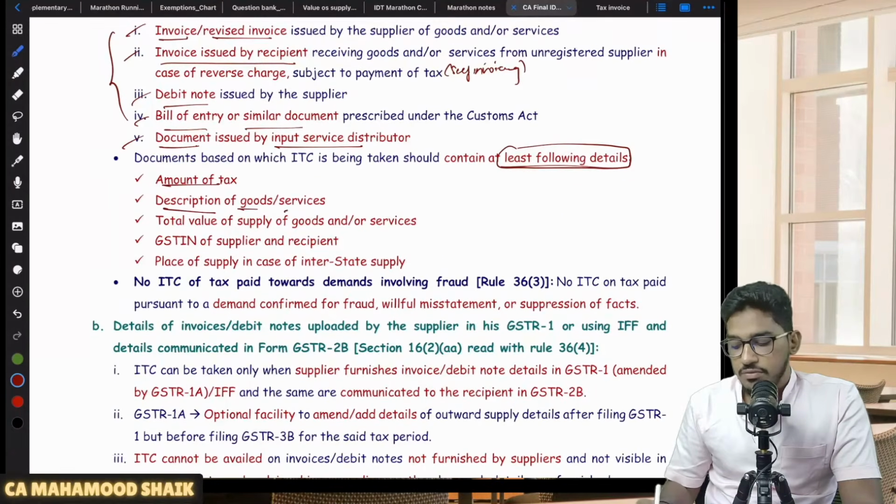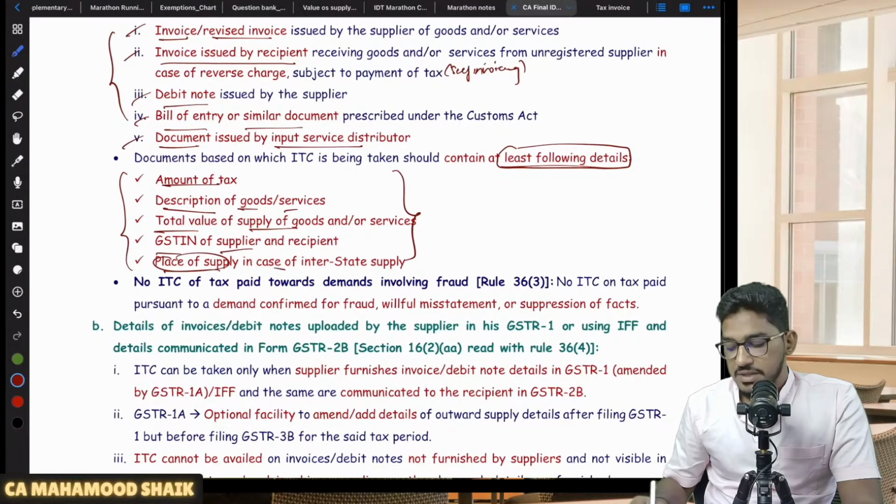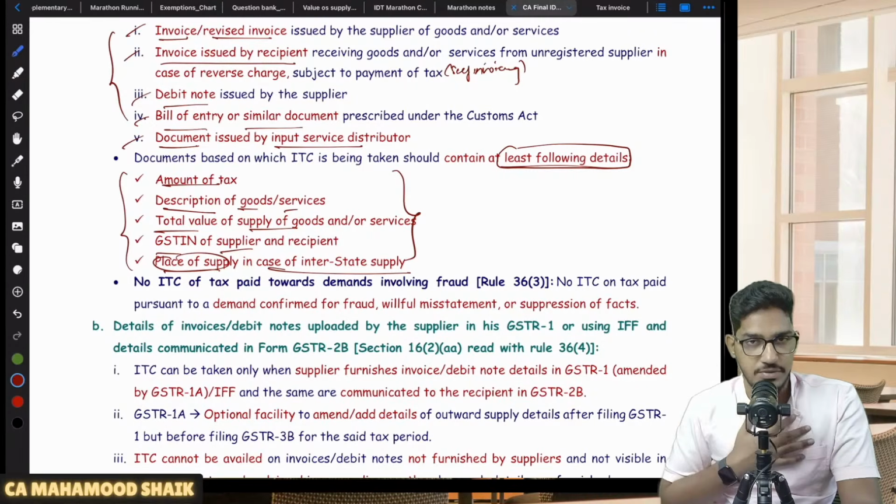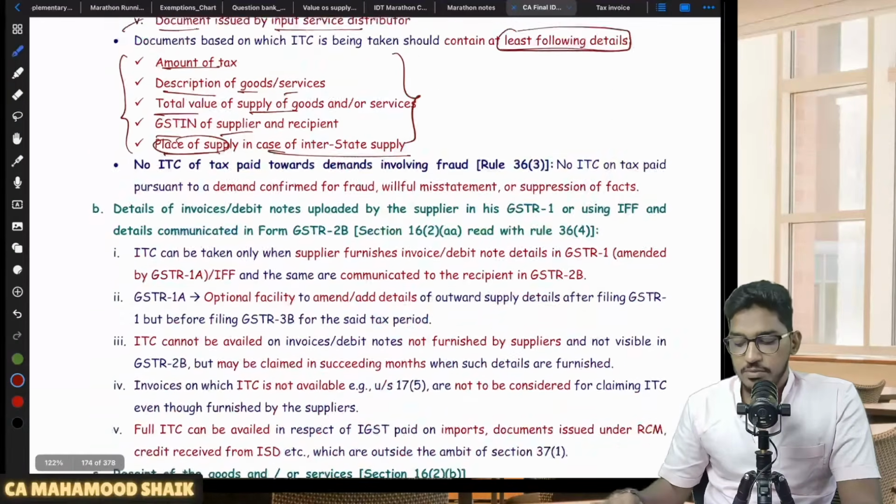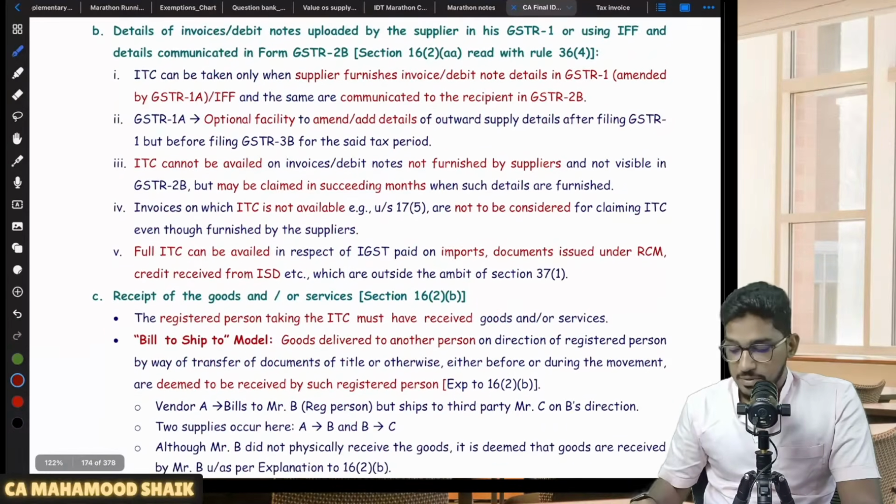Amount of tax, description of goods or services, total value of supply of goods or services, GSTN of the supplier, place of supply in case of interstate supply. So these must be there. Place of supply is required only in the case of interstate supply. So that is condition number 1. Section 16 subsection 2 clause A: you must be in possession of a tax paying document containing some minimum details.